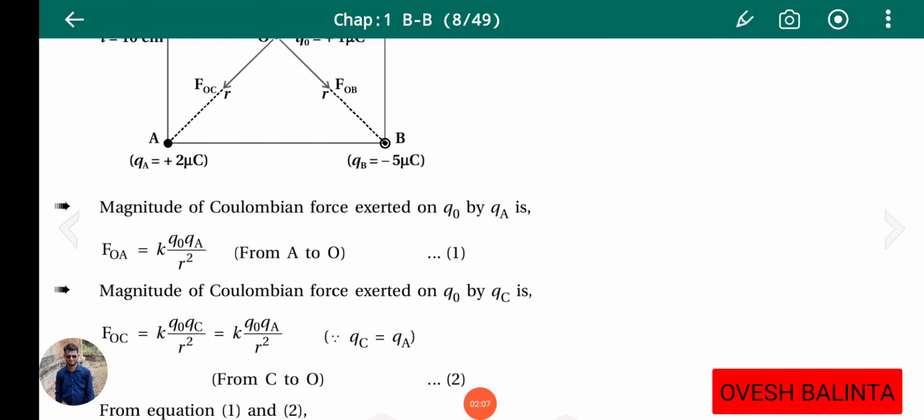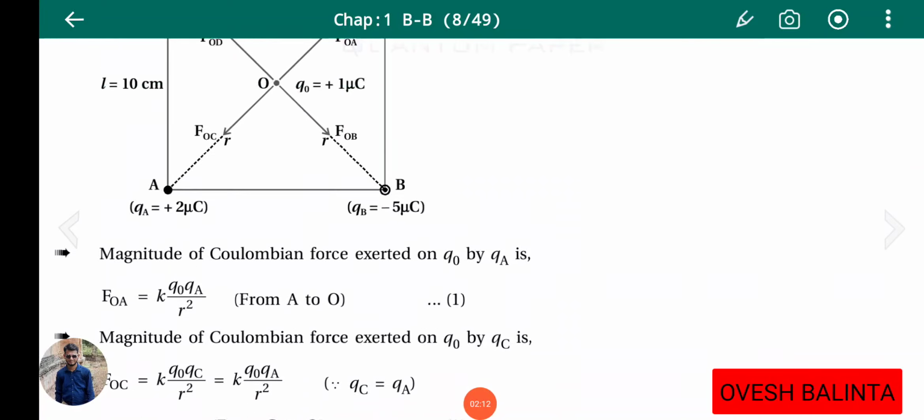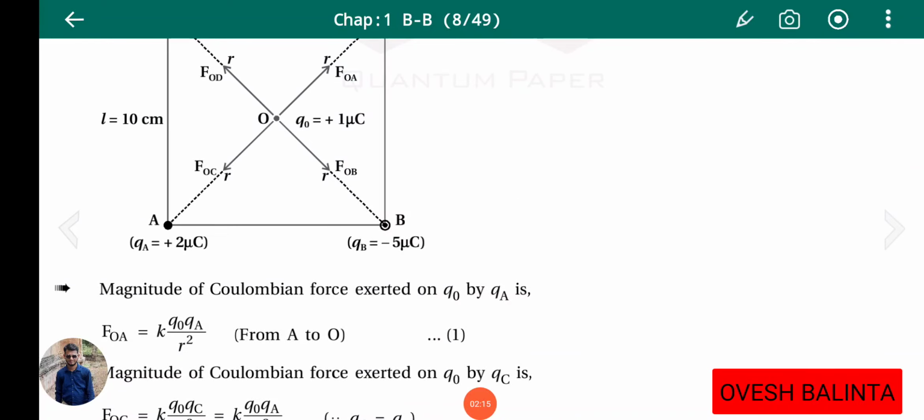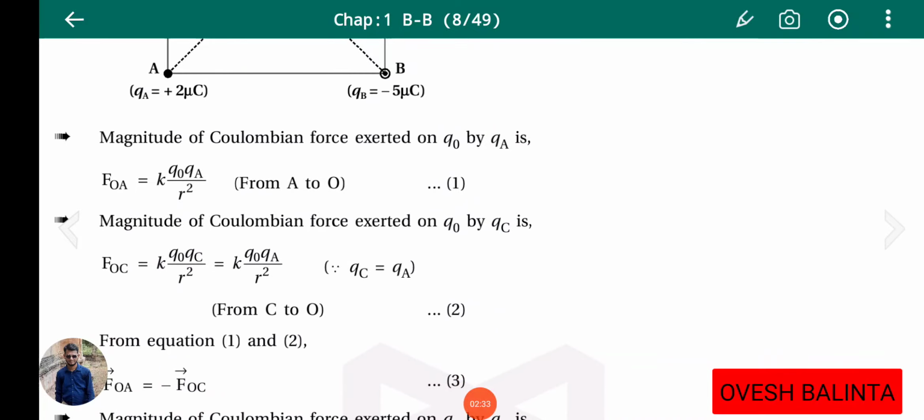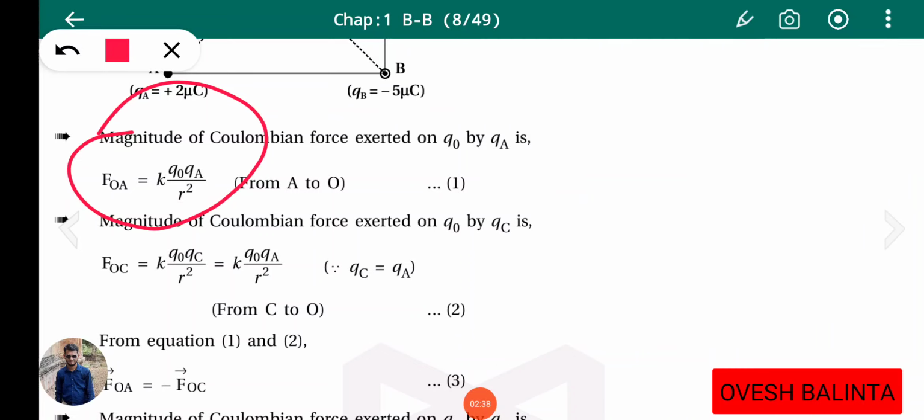So we consider FOA is equal to K Q0 QA upon R square, because here it is the magnitude of the Coulombian force acting on Q0 by QA. At the point A the charge is QA. So the charge is QA, and we write the force FOA is equal to K Q0 QA upon R square.